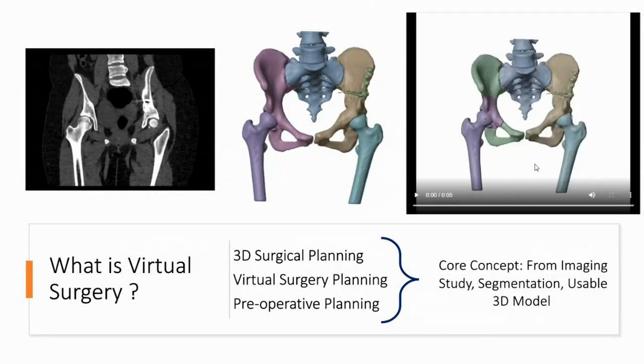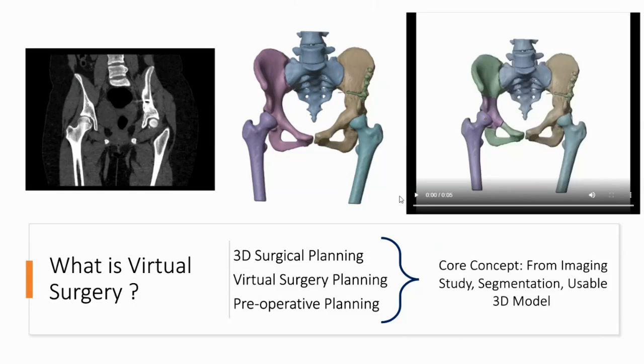So first of all, what is virtual surgery? And we might have different names for it. 3D surgical planning, virtual surgical planning, preoperative planning are the most common. But all of those have the same core concept, which is going from a CT image or any other imaging study. It can be CT, MRI, even some ultrasounds are also usable. And we're going to extract, through segmentation, a 3D model of the structures that we're interested in.